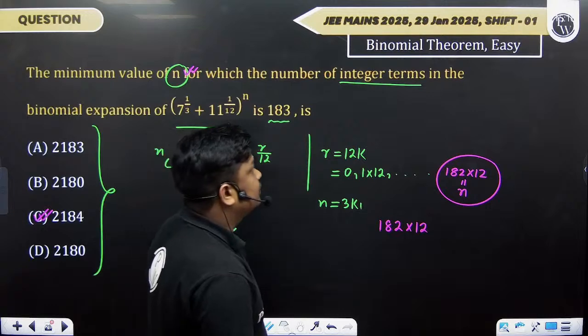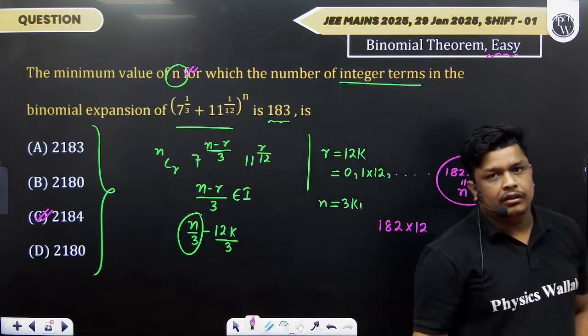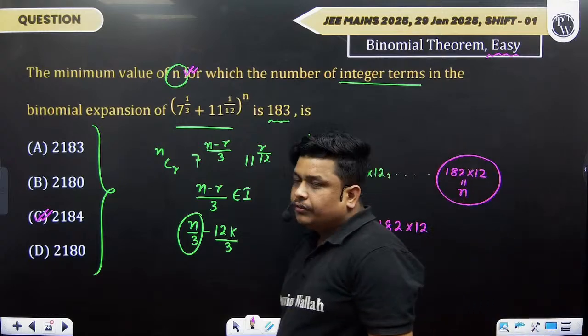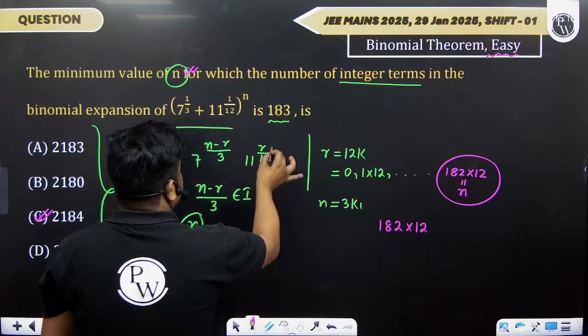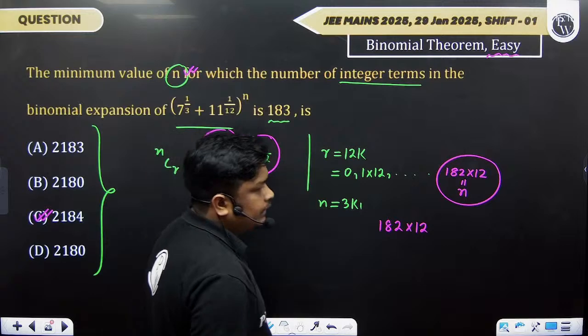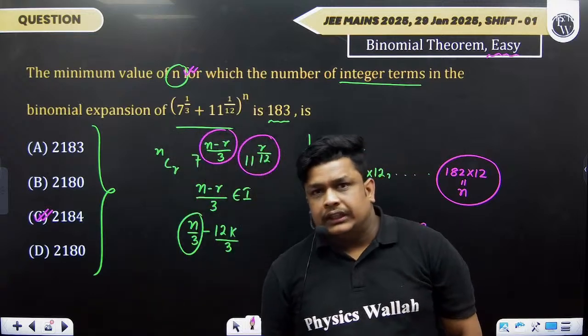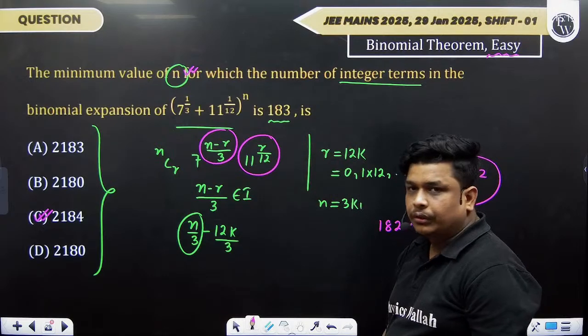That's why this is an easy level question which we have seen in binomials a lot. This is not a very difficult question. It's very straightforward. The only thinking you need is that these powers make things irrational. Such kind of question has also occurred in the past where they ask for the number of irrational terms and so on.